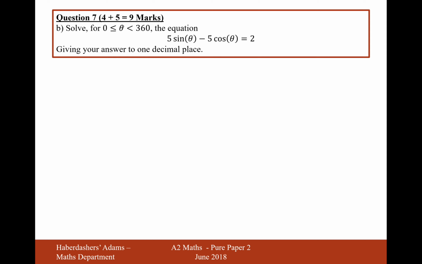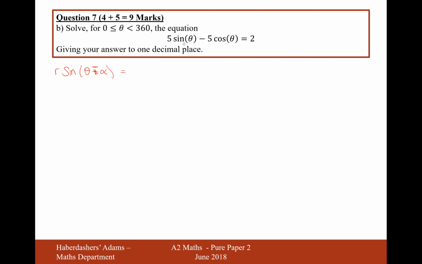Solve for theta between 0 and 360 the equation 5 sine theta minus 5 cos theta equals 2, giving your answer to one decimal place. Now, it would be nice and easy if we had a 0 on the other side. We could just add the cos onto the other side and divide and make a tan. But in this case, we don't have this option available to us. So what we're going to have to use is the formula of r sine theta plus alpha. R sine theta minus alpha, actually, because there's a minus in between here.